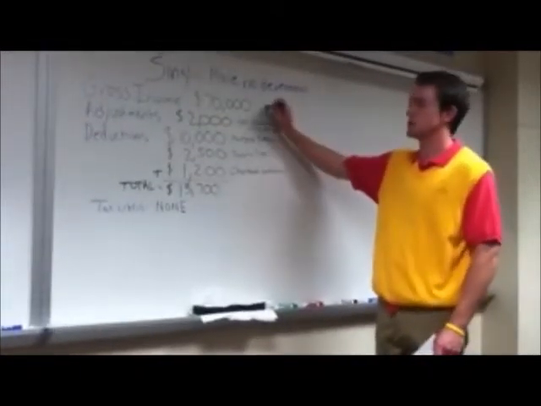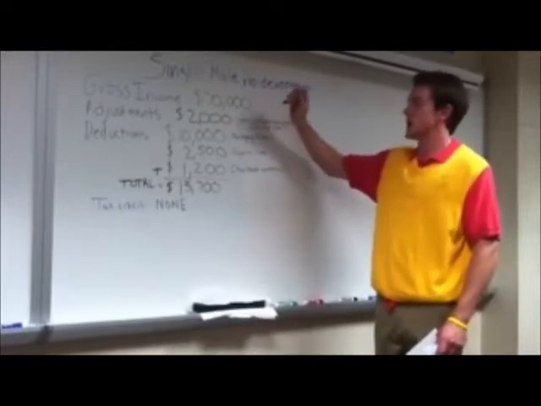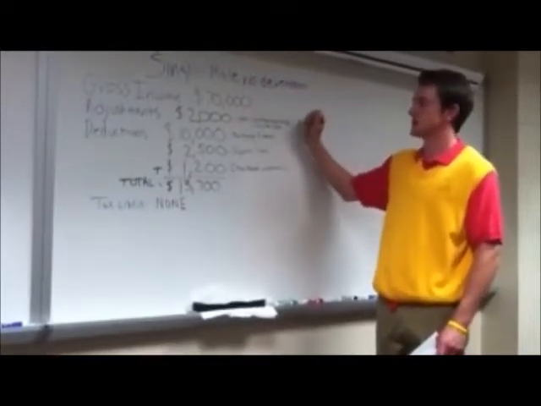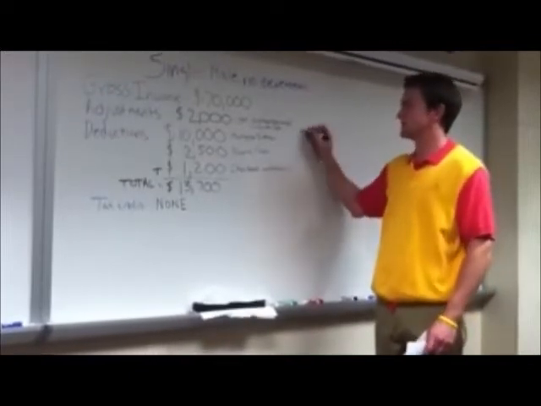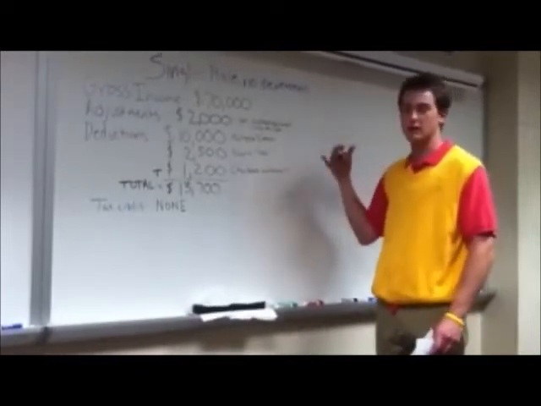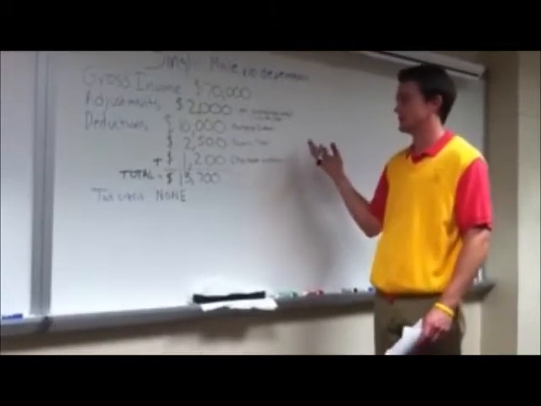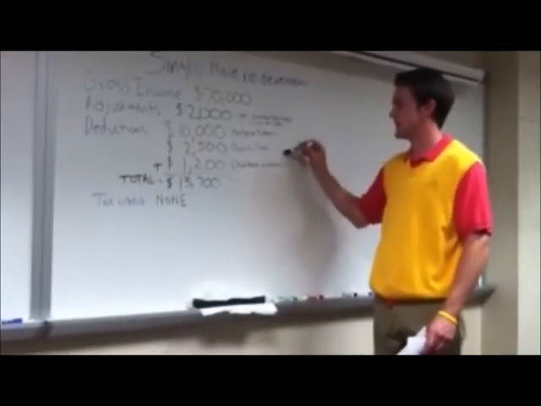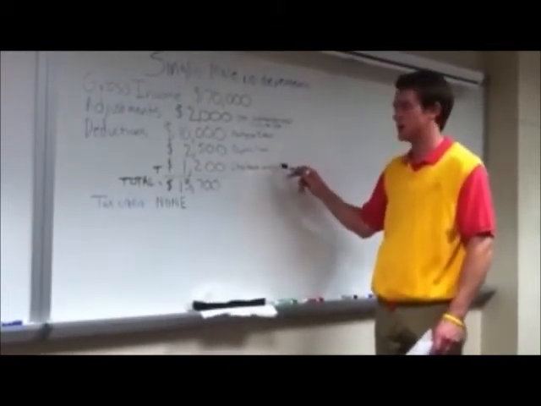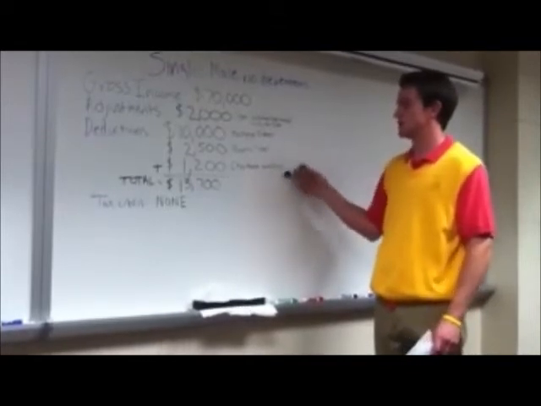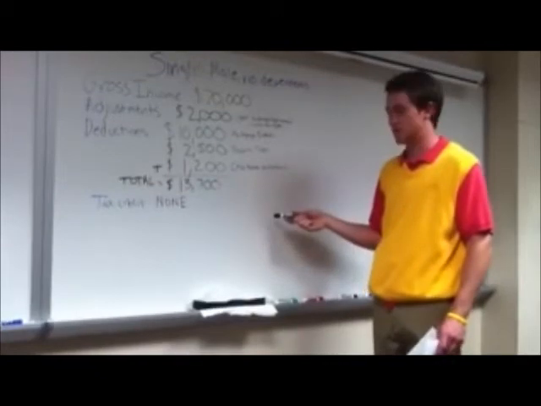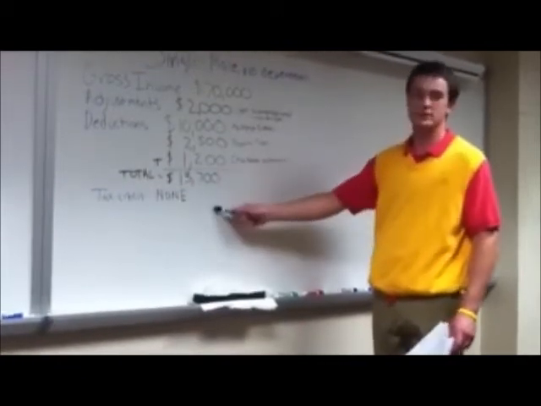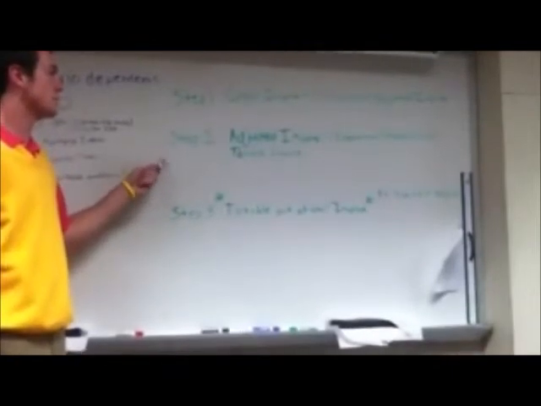He has a gross income of $70,000 and his adjustments of $2,000, which is like money that the government takes right away. So he's down to $68,000, and then he has other deductions, which are from like mortgage interest, property taxes, and he donates to charity. With all that adding up, you have a total of $13,700 in deductions, and there is no tax credit.